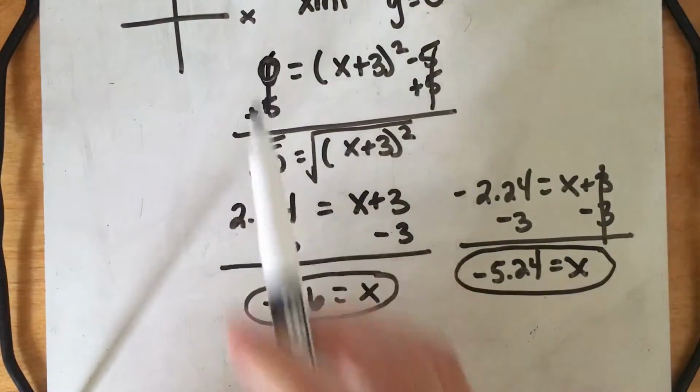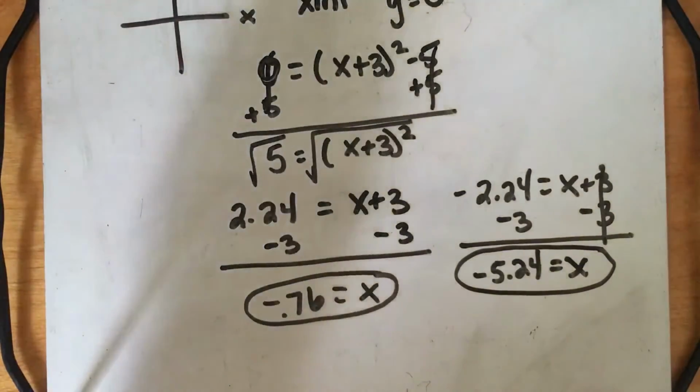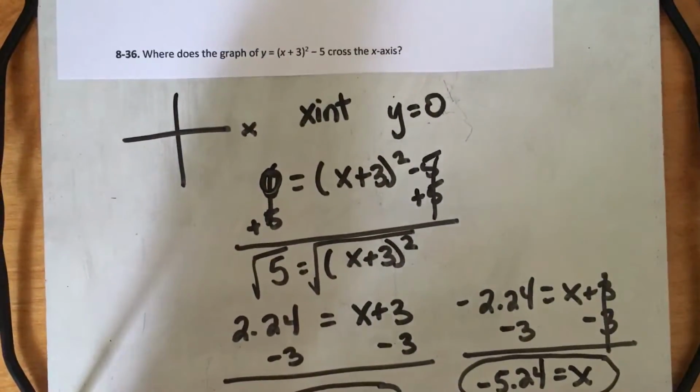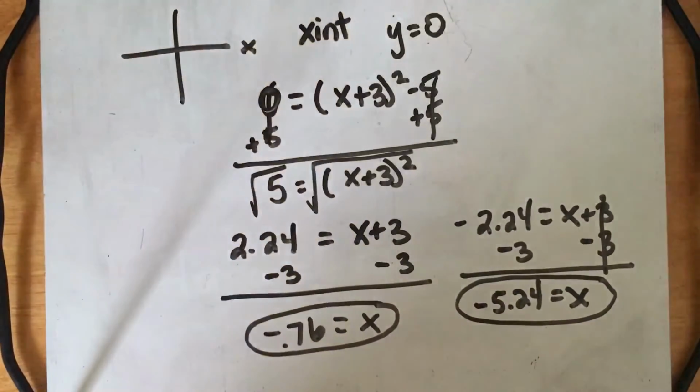Okay, so that's where the graph of that parabola crosses the x-axis: at negative 0.76, when x is negative 0.76, and when x is negative 5.24.